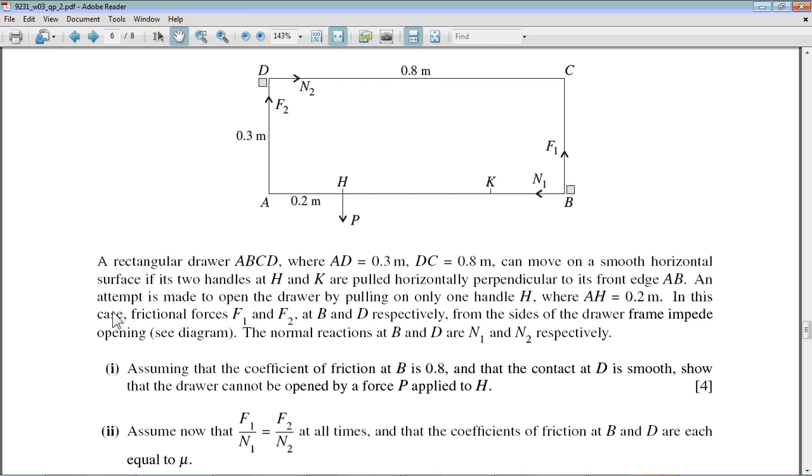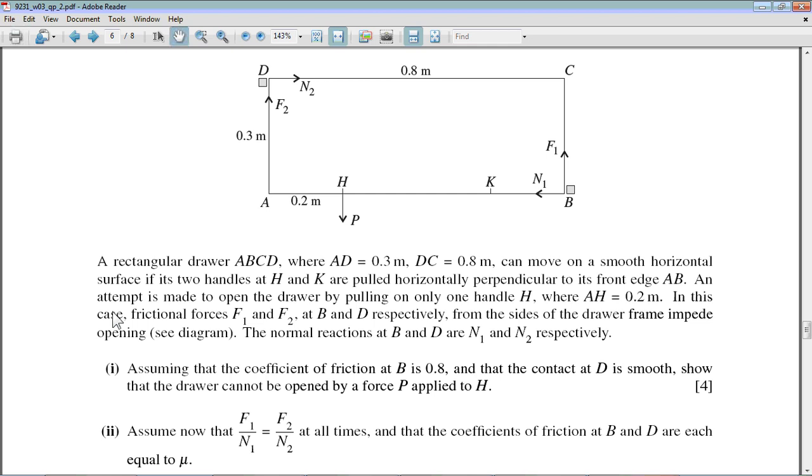A rectangular drawer, ABCD. So drawer here is a word for something you put your clothes in. If you're not a native speaker of English, as usual, my advice is don't worry too much about the exact meaning of words you're not sure about. Just look at the mathematical setup. So we have a rectangle ABCD. AD and DC are given lengths, and the drawer can move on a smooth horizontal surface.